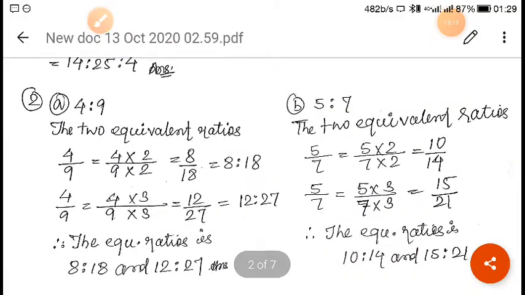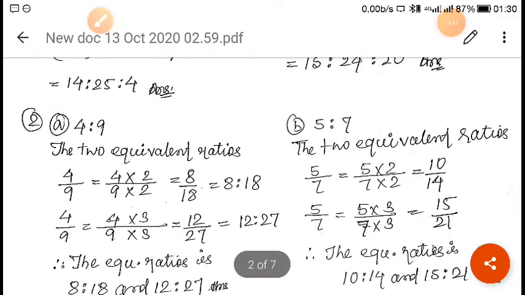Now we will see question number 2. In question number 2, we have to find out the two equivalent ratios of the following. Means we have to find equivalent ratios here. As you can see, in question number 2, we have to find out the two equivalent ratios of the following, which is given as 4:9.